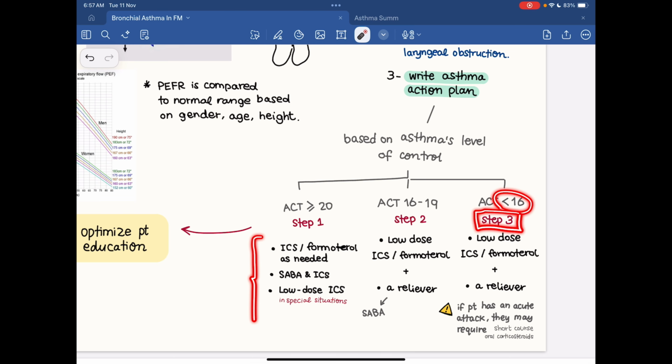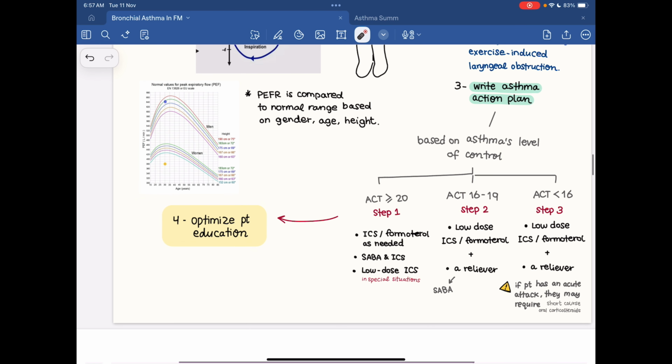هذه الأشياء بنغطيها soon برجع لها بعدين. وأهم شيء بعد ما we write our action plan, number 4, we optimize the patient education.